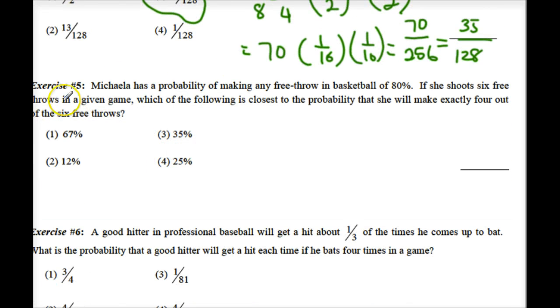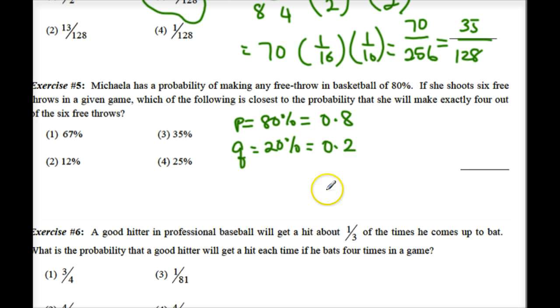Now they can be given in decimals as well. So whoever this girl is has a probability of making a free throw in a basketball game of 80%. So that's her success. My success is 80%, which in terms of decimal is 0.8. So therefore my Q or my failure would be that 20%, which is 0.2. See how I made that up? If she shoots 6 free throws in a given game, which of the following is the closest probability that she will make exactly 4 out of 6?